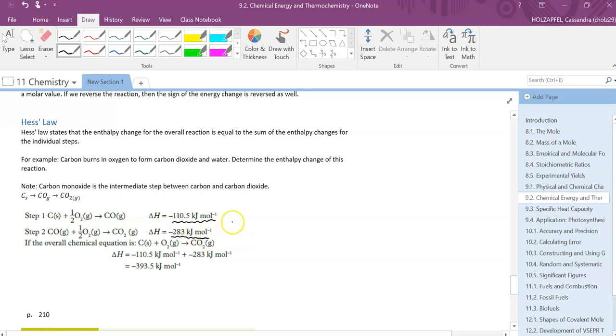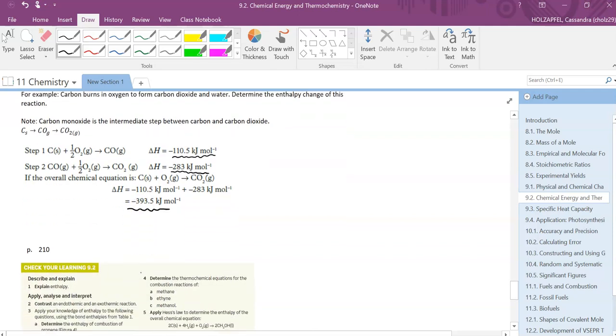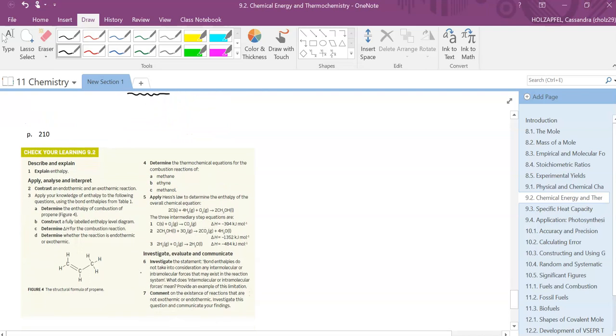And again, if we were to double the amount of carbon or oxygen involved in the reaction, then we'd also have to double this energy value as well. So the total energy for this reaction is going to be negative 393.5 kilojoules per mole. Okay, so let's have a go at some of these questions here.